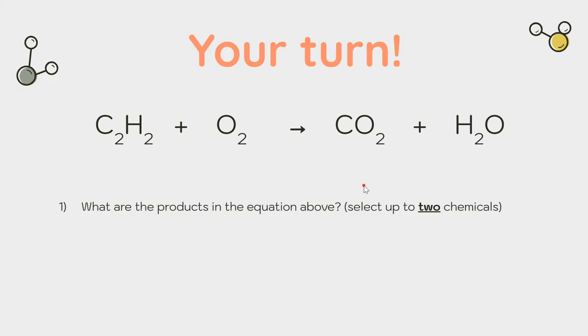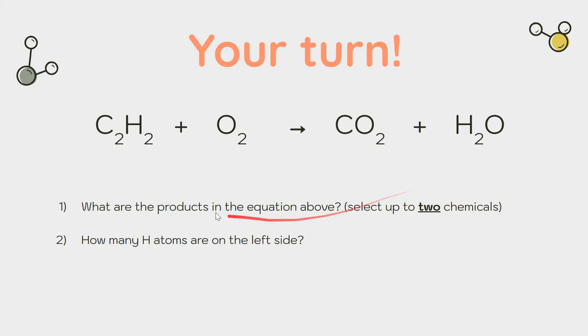Where are the products in this equation above? Again, you can select up to 2 chemicals. You should have answered that CO2 and H2O are our products because they are on the right side of that arrow. Next, how many H atoms are on the left side?